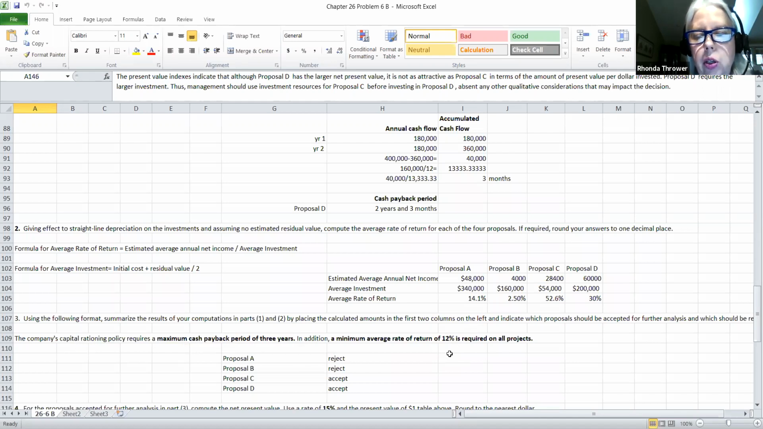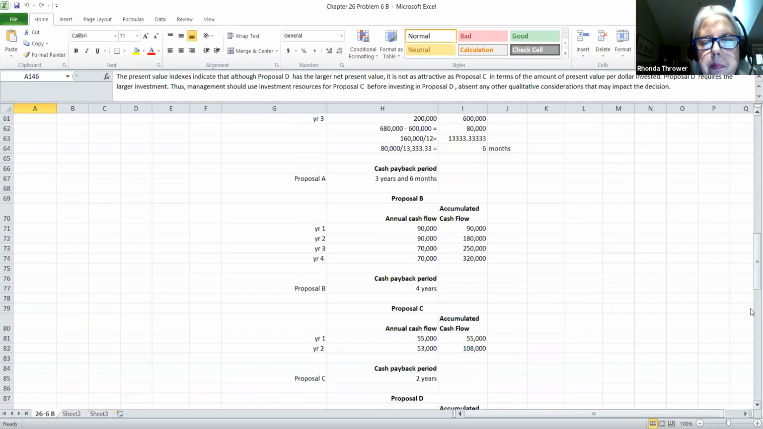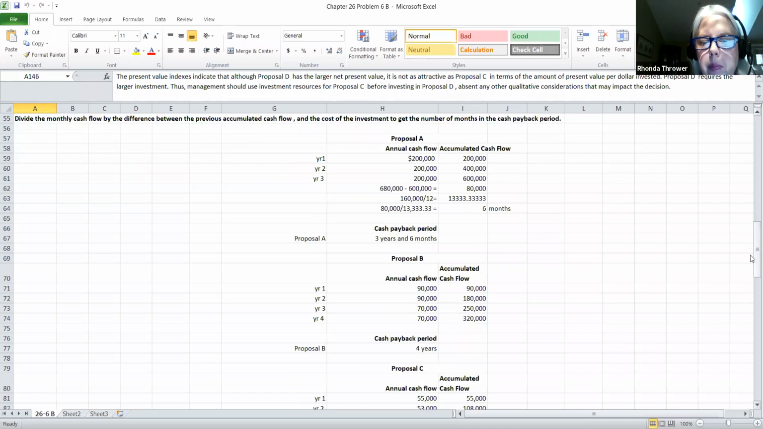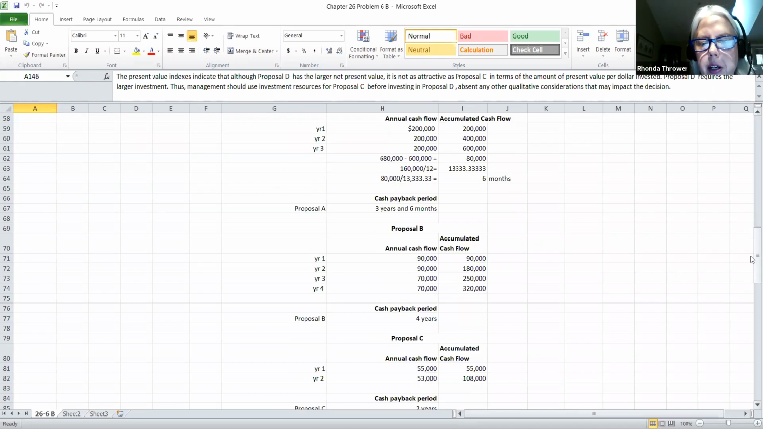So what we're trying to do is eliminate some of the proposals based on the maximum cash payback period. So let's look at that first. Remember, the maximum cash payback period can only be 3 years. So in proposal A, the cash payback period was 3 years and 6 months. We would reject this proposal. We're not going to take it into consideration anymore. The cash payback period was more than 3 years.